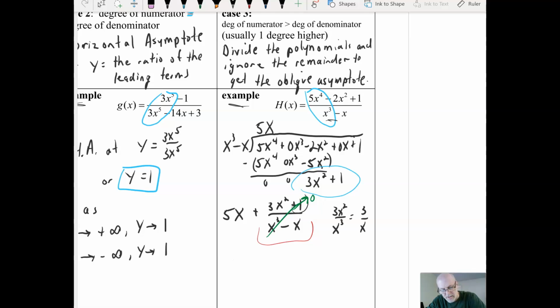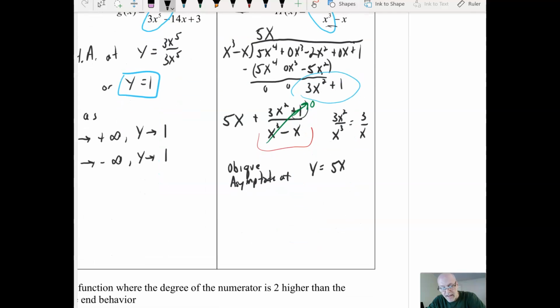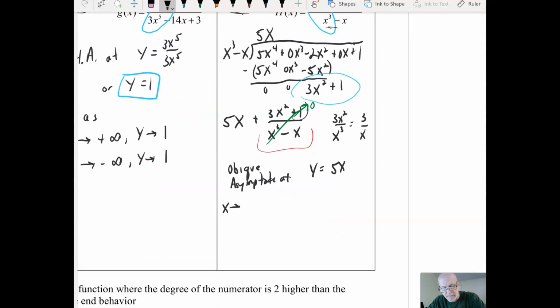Let's just write the word out since we haven't really abbreviated it much. Oblique asymptote at y equals 5x, meaning that as x goes towards positive infinity, y goes towards 5x, and as x goes towards negative infinity, also y goes towards 5x. Okay, so there's our oblique asymptote, and that's the end behavior for this function.